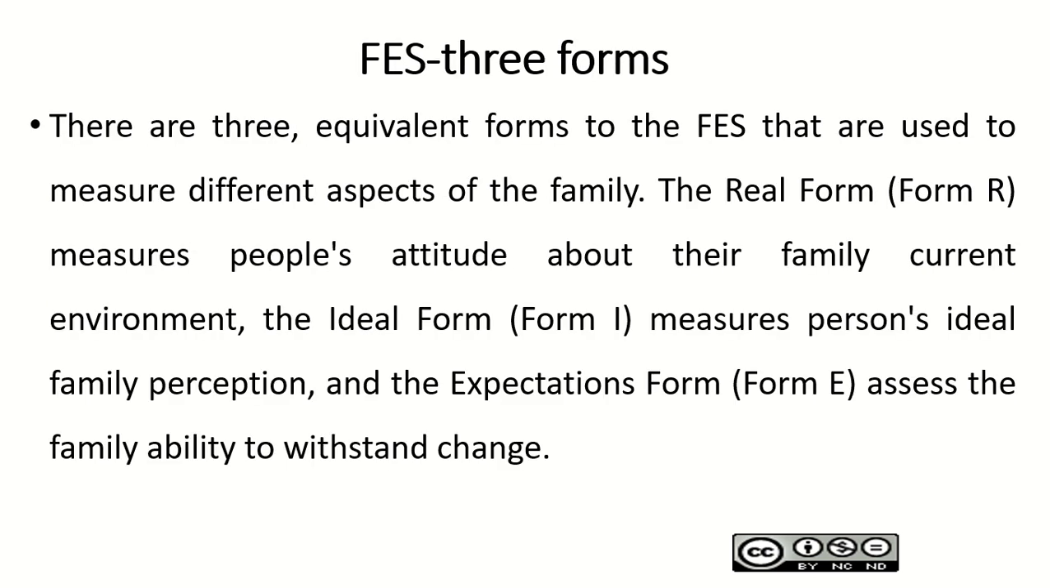So there are three forms in the family environment scale that are used to measure different aspects of the family. The real form, which is Form R, measures people's attitudes about their family's current environment. The ideal form, Form I, measures the person's ideal family perception and expectations. Form E assesses the family's ability to withstand change. Okay, so these are the three forms that are available in the FES.